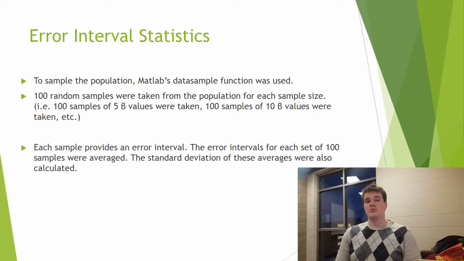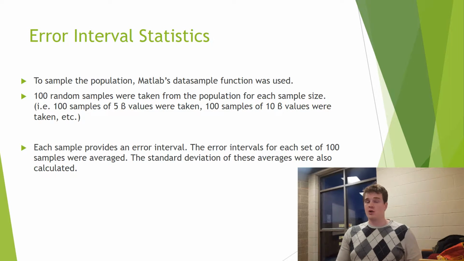Now, to take samples from the entire population, we used MATLAB's data sample function. So 100 random samples were taken from the population for each sample size. And the sample sizes we used were 5 beta values, 10 beta values, all the way up to 50 beta values with 5 beta value steps. So using that, each sample provides an error interval, and the error intervals for a set of 100 samples were averaged. So then the standard deviation of these averages was also calculated.